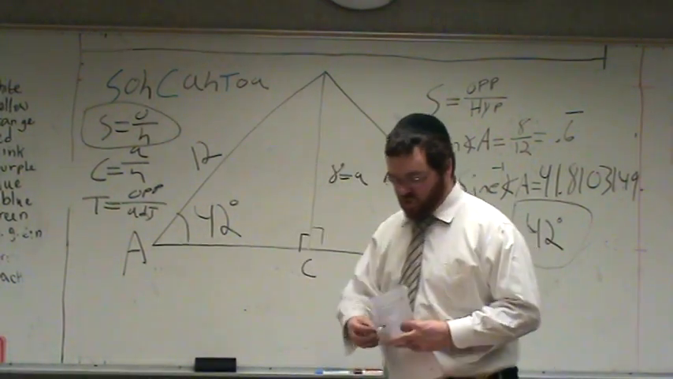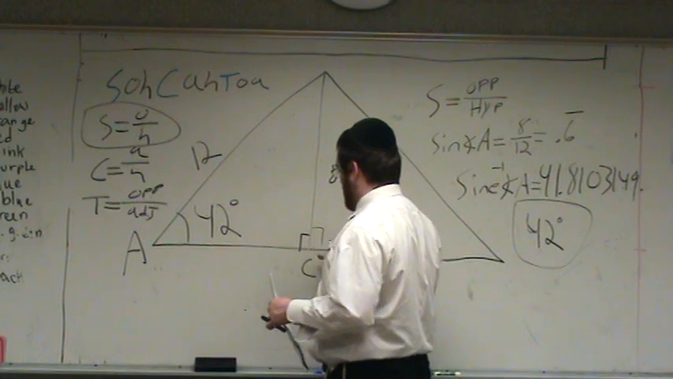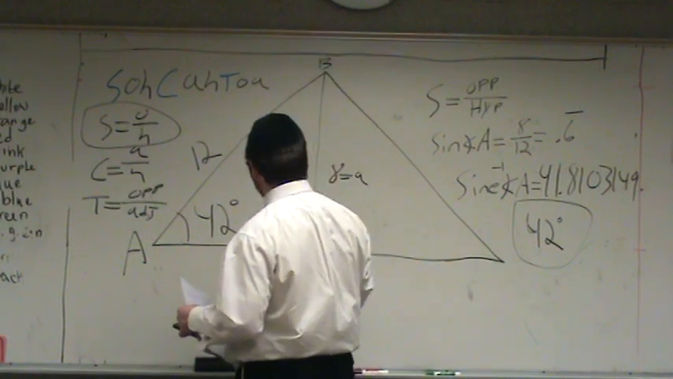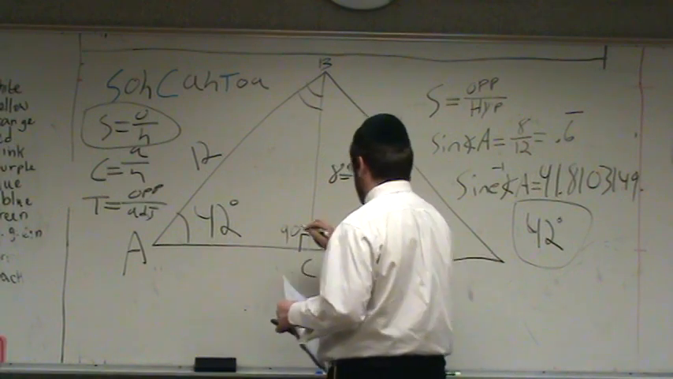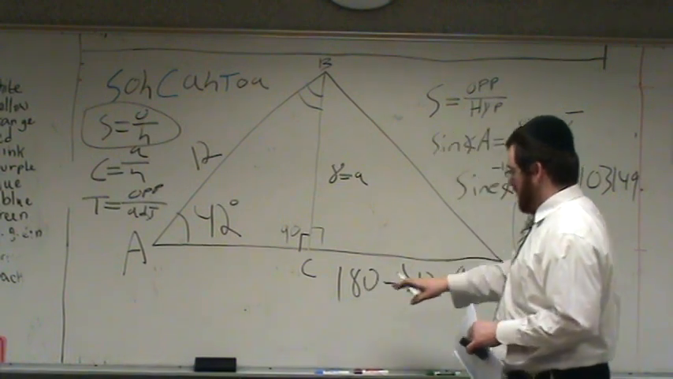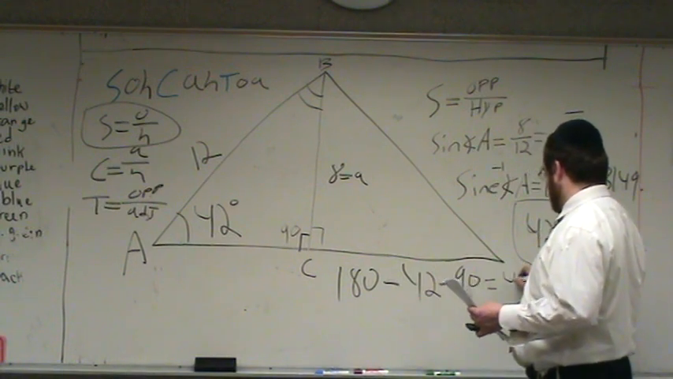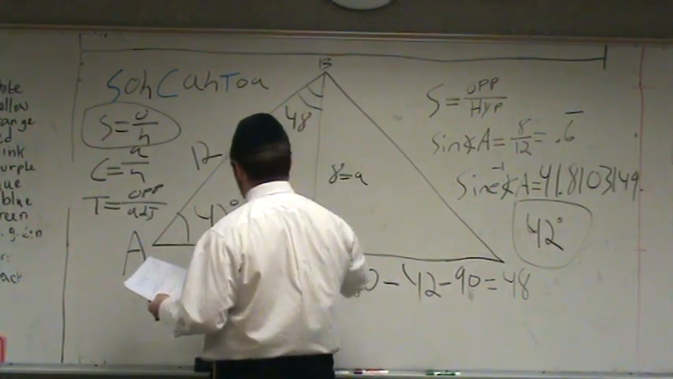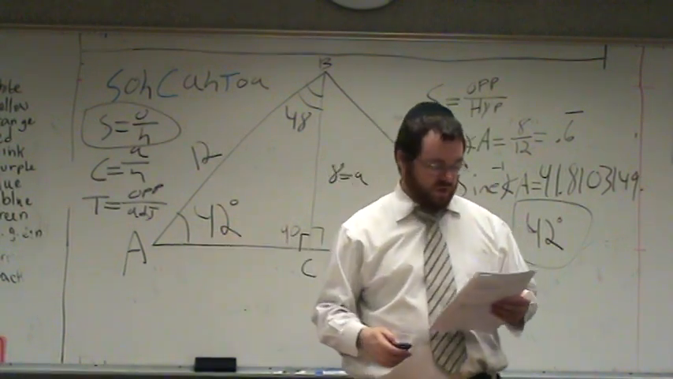Now, the complete triangle is 180 degrees. So if angle A is 42 degrees and angle C is 90 degrees, to find angle B, which is this angle over here, you take 180 minus 42 minus 90, and when you do that, 180 minus 90 is 90, 90 minus 42 is 48. So therefore, this angle over here would be 48 degrees. That's not the question. The question is, what is angle A? Angle A is 42 degrees, which is answer 2.